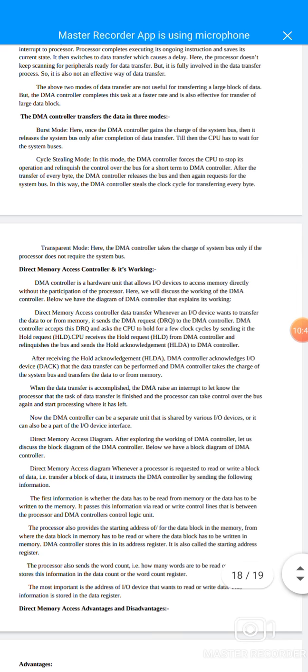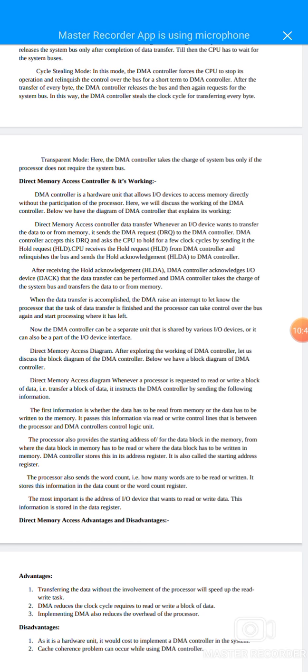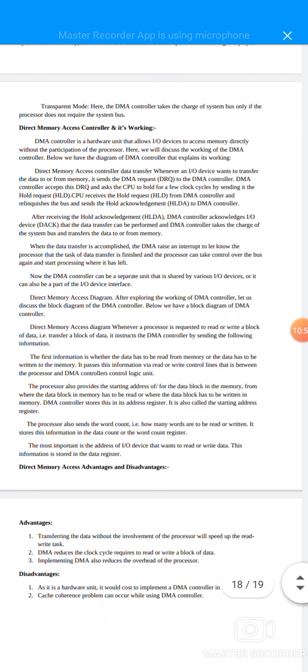Direct memory access controller and its working. The DMA controller is a hardware unit that allows an input output device to access memory directly without the participation of the processor. We will discuss the working of the DMA controller. Below we have the diagram of the DMA controller to explain its working. When an input output device wants to transfer data from memory, it sends a DMA request, DRQ, to the DMA controller. The DMA controller accepts the DRQ.